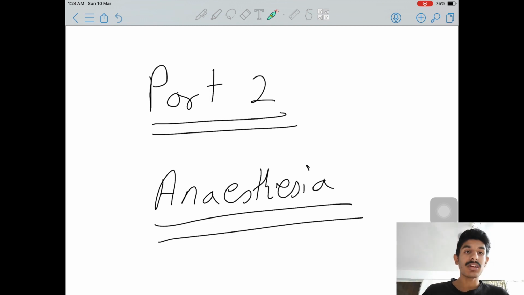So in the first part we will learn about the pre-operative things, what we do, how to take history, what are the guidelines which we have to follow in anesthesia. Then we learn about the drugs, IV agents and many more. So today we will learn about the inhalation agents and other things which we do in anesthesia.